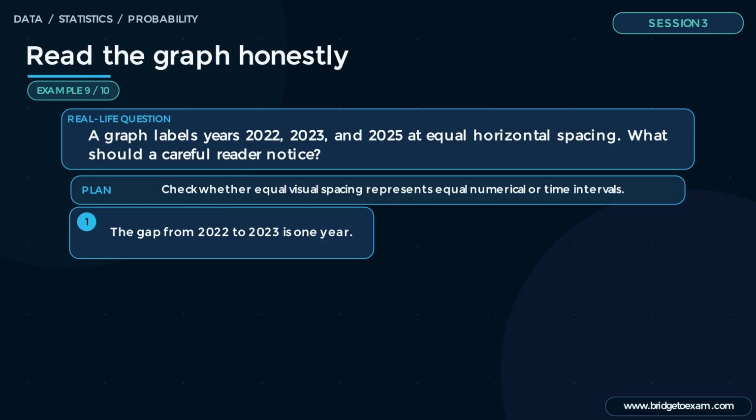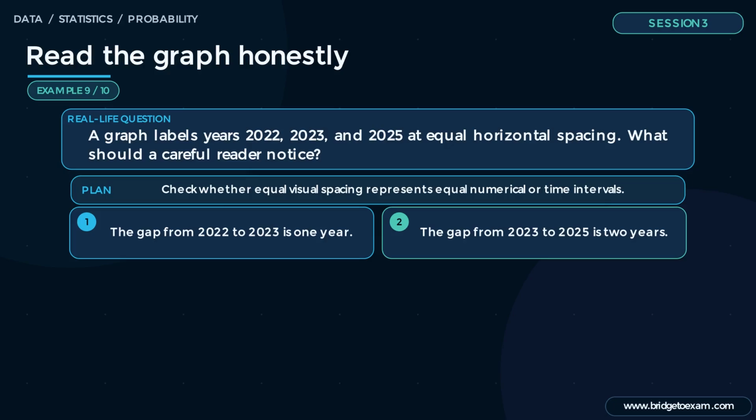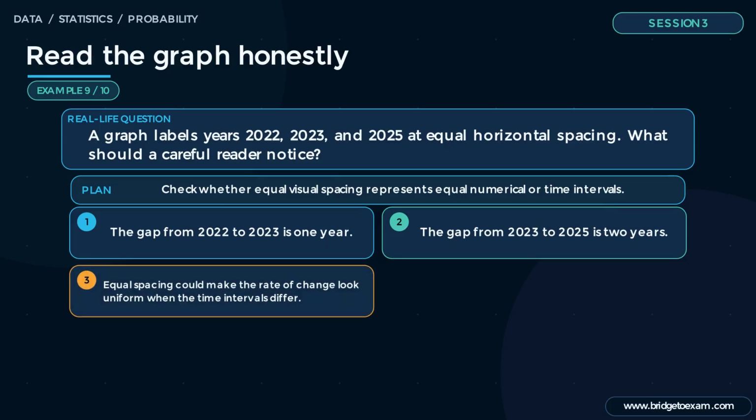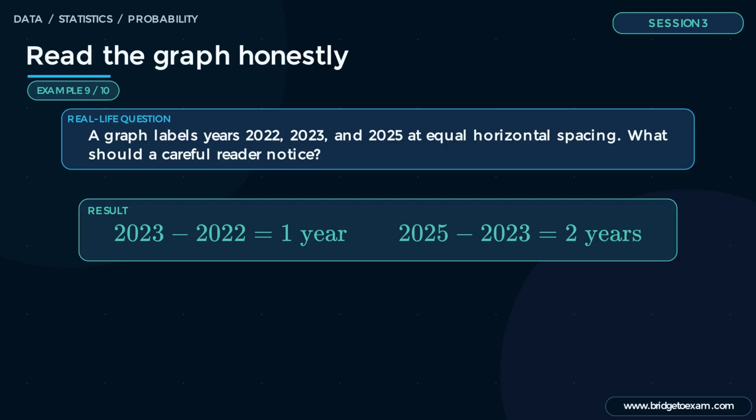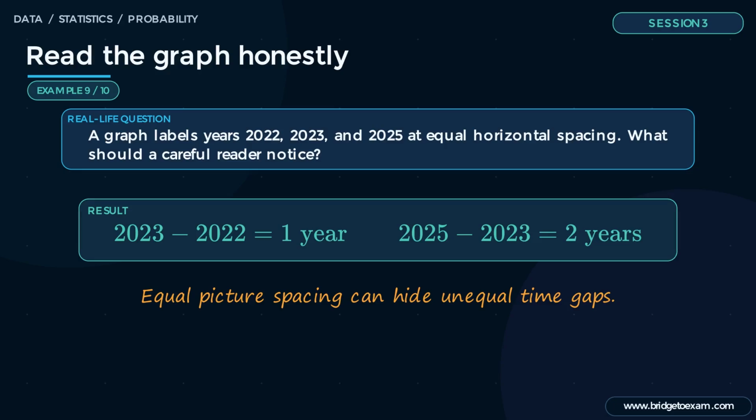Step 3. Equal spacing could make the rate of change look uniform when the time intervals differ. Step 4. The reader should account for the missing year or use proportional spacing. Quick check. Rates should be compared per year, not only by the slope drawn between unequally spaced dates. This matters in real life because business and climate trends can be distorted when time intervals are displayed inconsistently.